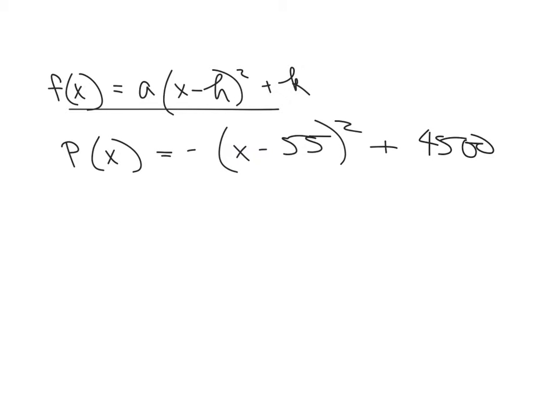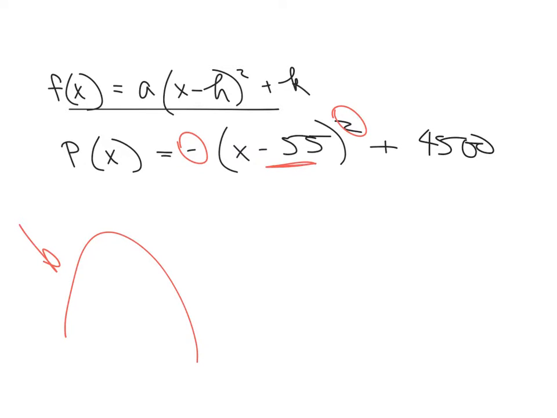Okay, so what do they tell us? They give us a negative here. Remember, when that's negative, we know it opens down. Because this is squared, we've got a quadratic, so we're going to get a parabola.